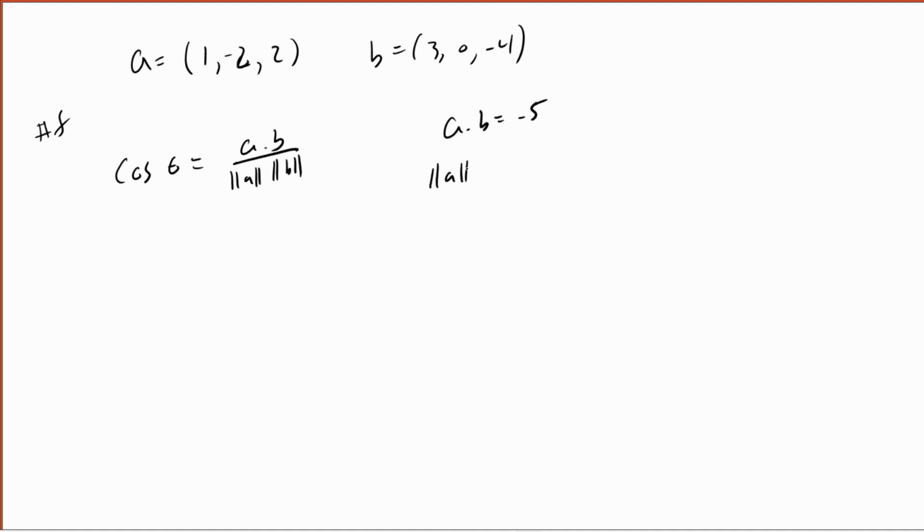Norm A was 3, and norm B was, so that's 9 plus 25, 5. So the cosine of the angle between the two is minus 5 over 3 times 5, which is minus 1/3.